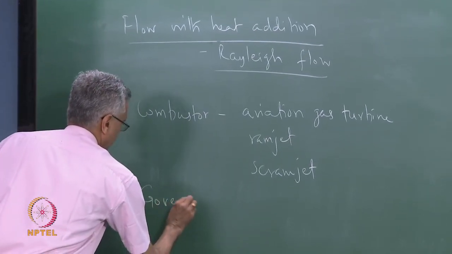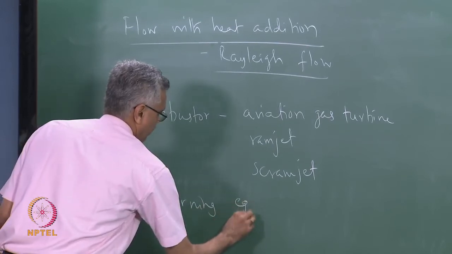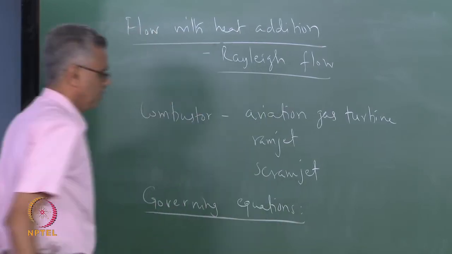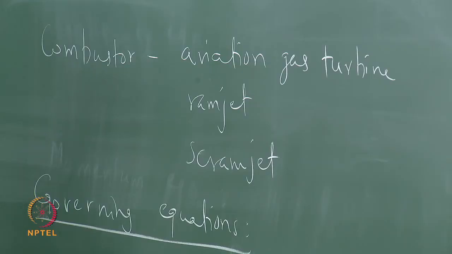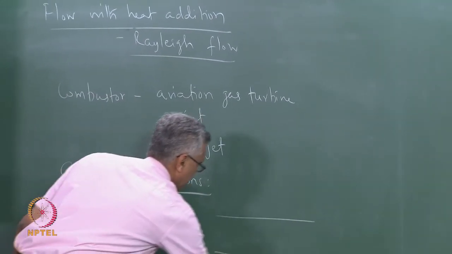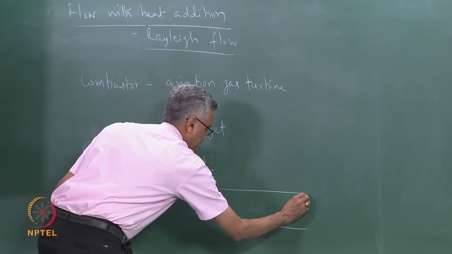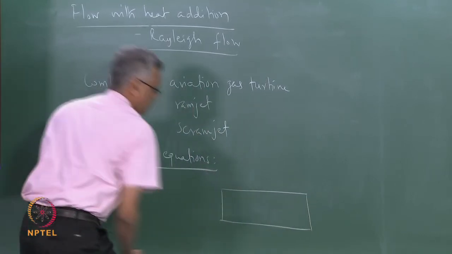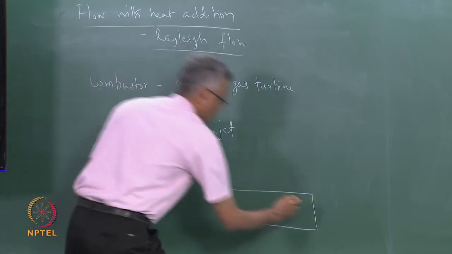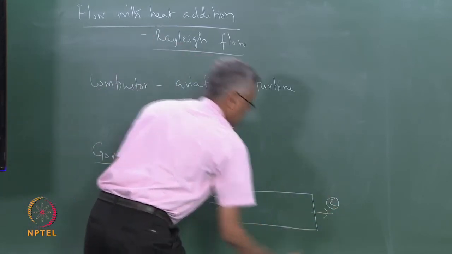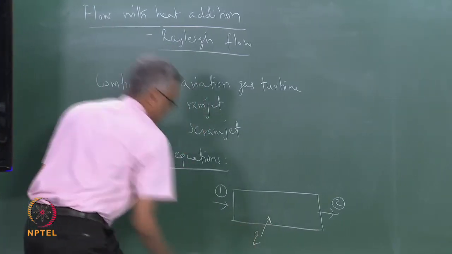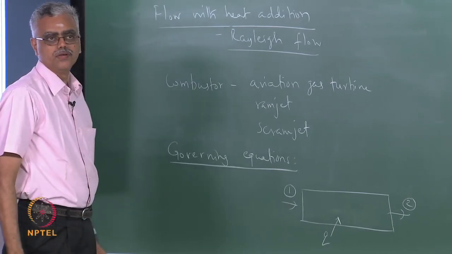The governing equations are the same one dimensional flow equations. So, we are looking at a scenario which looks like this. So, let us say that this is my combustor. It is a constant area combustor, right, flow comes in, let us call this state 1, flow goes out, let us call this state 2, and we add heat to the flow here.